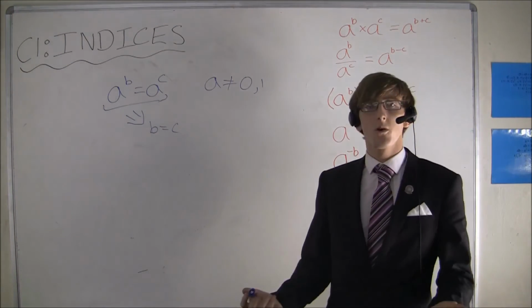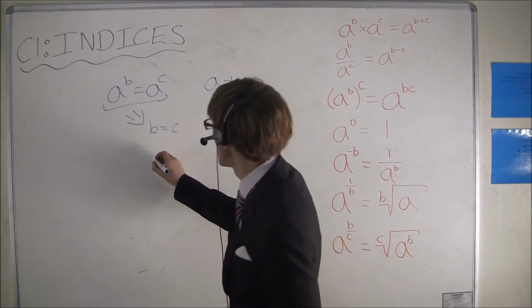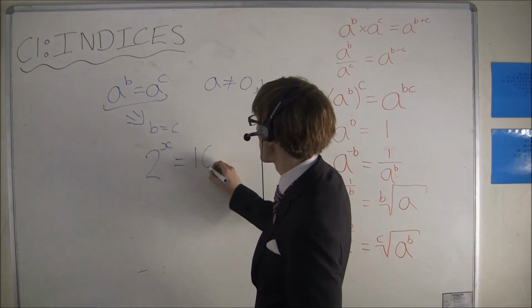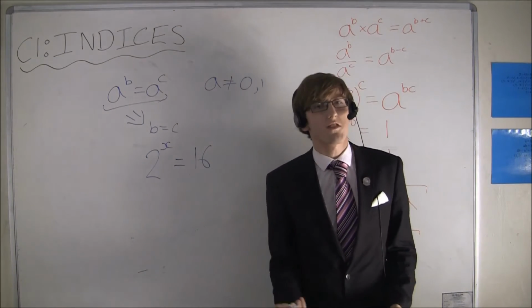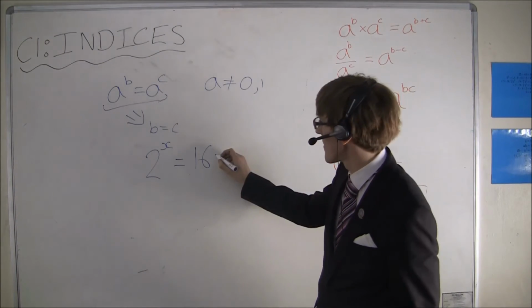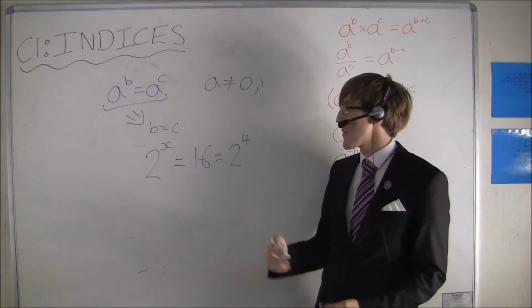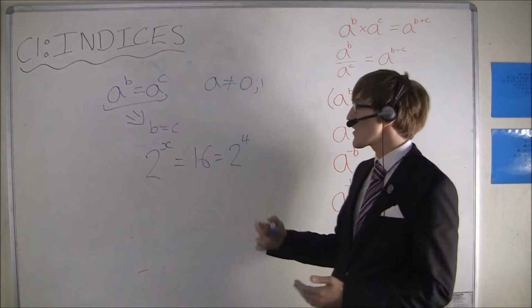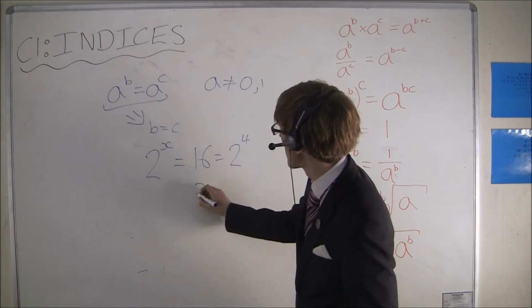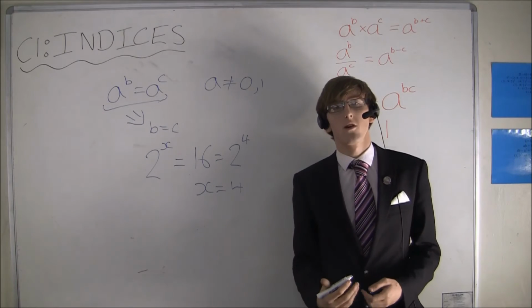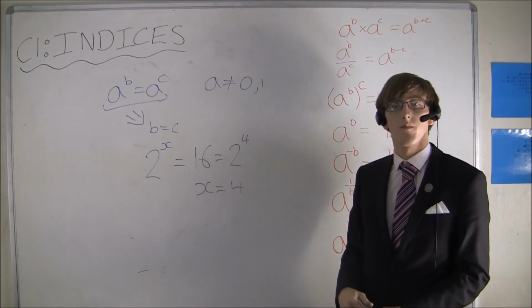So if we were given the question where we had 2 to the power of x equals 16, we know that 16 is equal to 2 to the power of 4. So we can equate what we have in the powers. We're able to see that x equals 4. And we're able to use this idea to help us deal with more complicated questions.